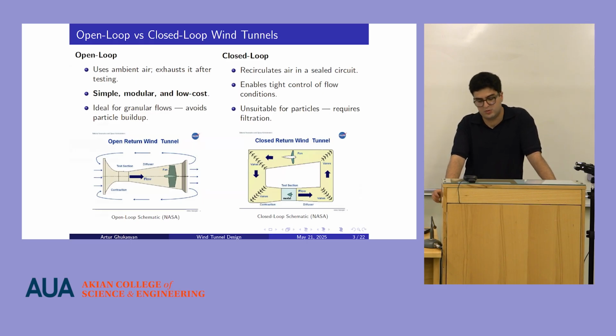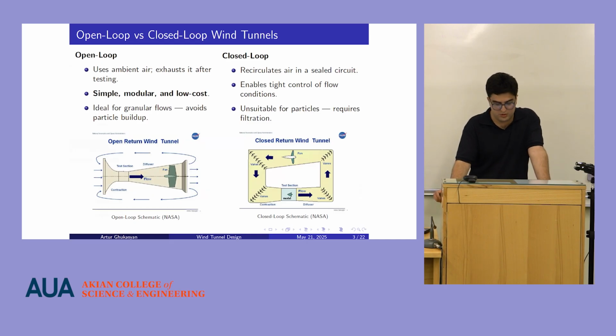Closed loop systems, on the other hand, recirculate air and enable tighter control of airflow conditions. They are mainly unsuitable for particles, and require much more complex filtration. The images show open and closed loop tunnels.